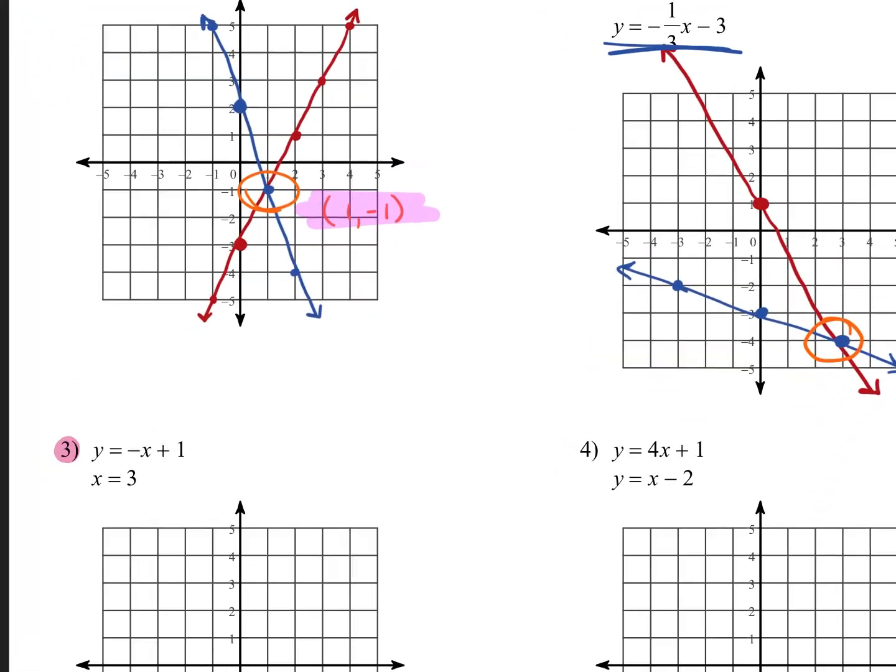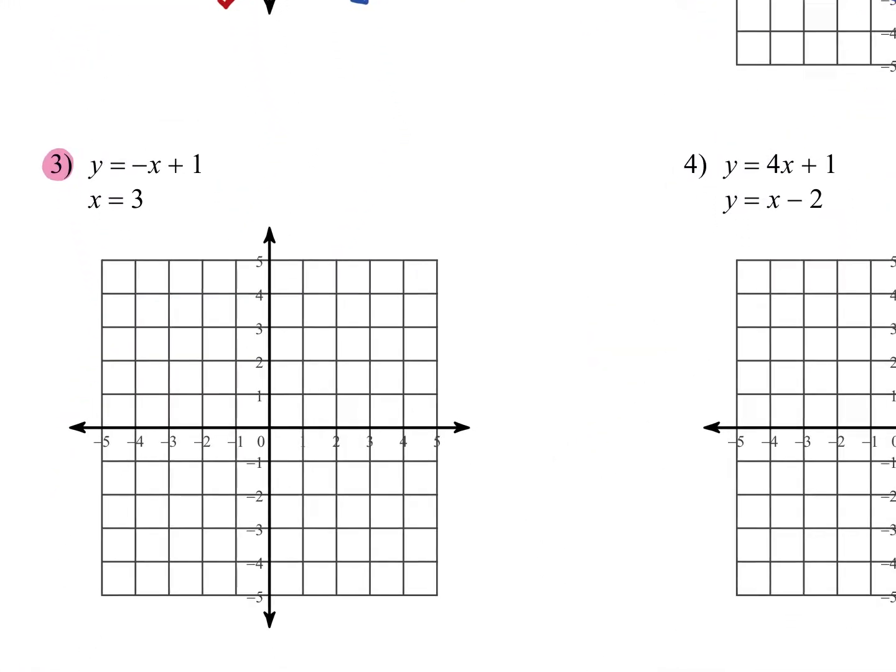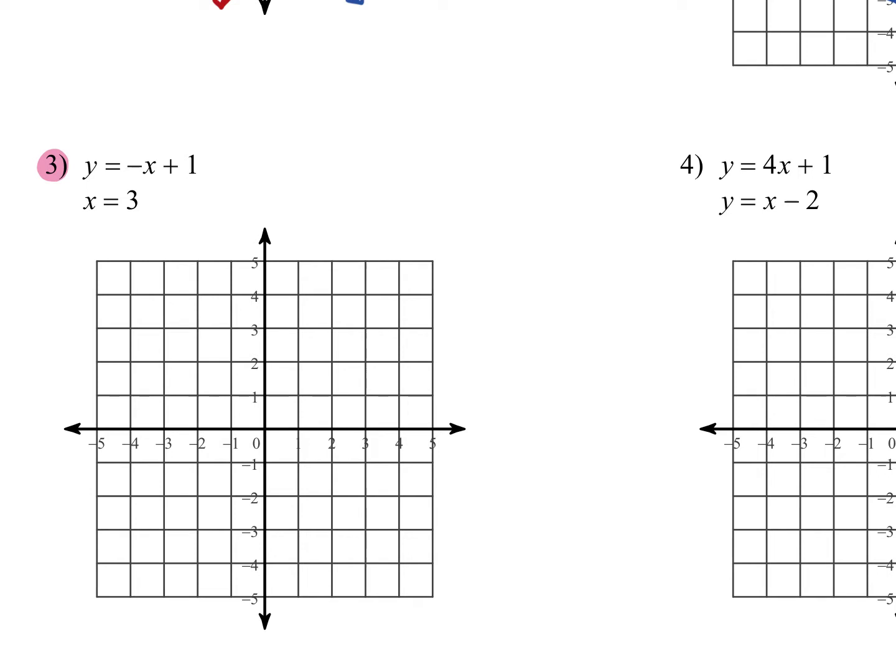The next question we're going to look at is number 3. We have y is equal to negative x plus 1 and x is equal to 3. For that y is equal to negative x plus 1, we're going to have that y-intercept at 0, 1. Then we're going to go down 1 to the right 1. From here, we draw our line through these points.